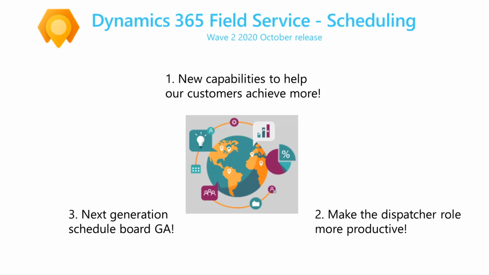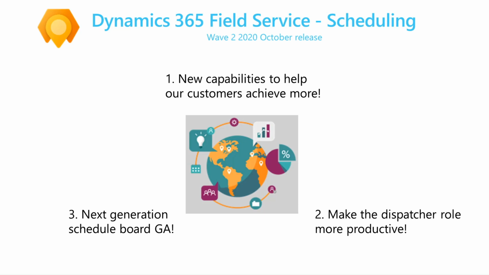For the October wave, we focused on three areas within scheduling. First, new capabilities or features that help our customers to implement the business rules and get efficient schedules. Second, industry data says that 52% of customers still run their scheduling manually. This leads to poor business outcomes, whether it be increased utilization, ability to meet SLA, or lower customer satisfaction. We really want to help these customers.